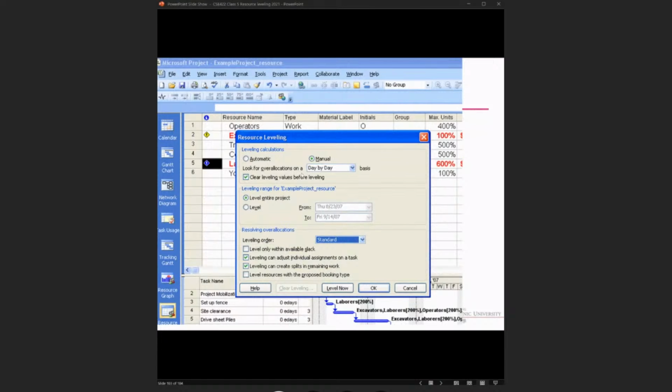And for the resource leveling, you can also check how we can resolve those resource over allocations, whether it's a standard type. Leveling can adjust just the individual assignment, and leveling can create a split in the remaining work, something like that. We can just choose this kind of option. It is going to help you do this automatically, and then show you different kinds of charts, different kinds of graphs. All right, Gantt charts, network, whatever you like.